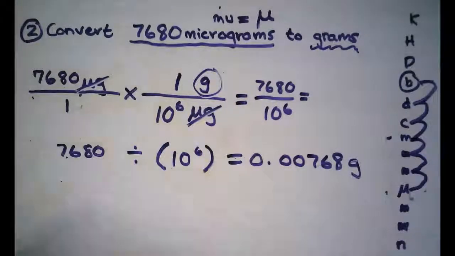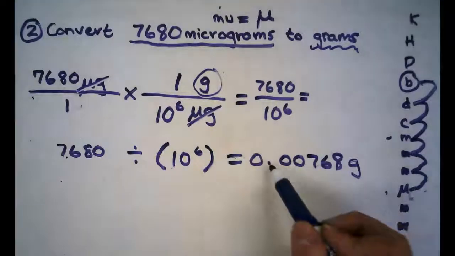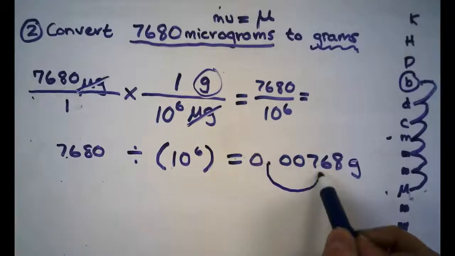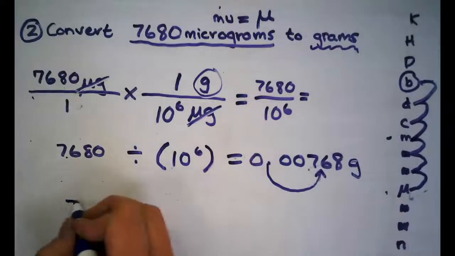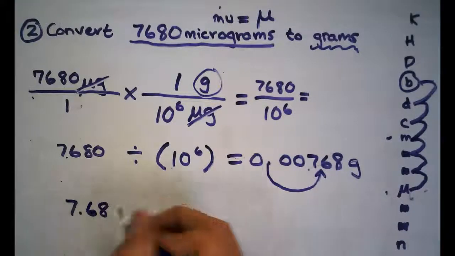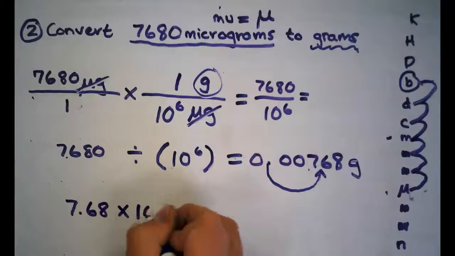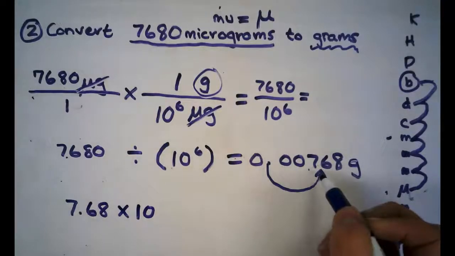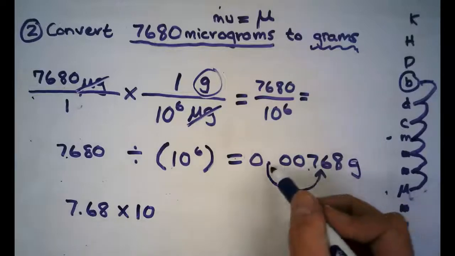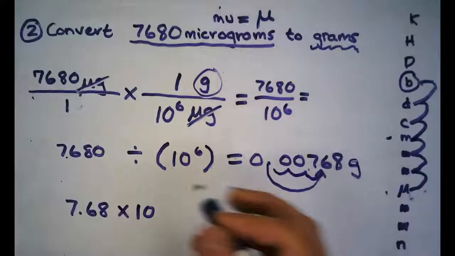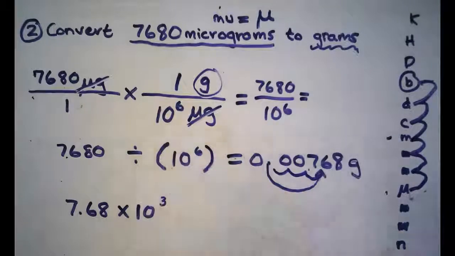Now, if I wanted to, or if the problem asks me to, I can write this in scientific notation. Remember, I need to move my decimal point until I have a number between 1 and 10. So I'm going to move it so it's 7.68. Then I put times 10 raised to some power. And that power is the number of times I'm moving the decimal point. So I moved it 1, 2, 3 times. My power is going to be 3.